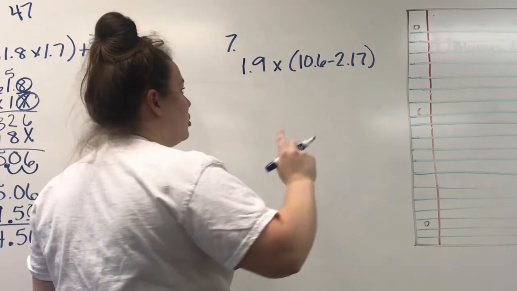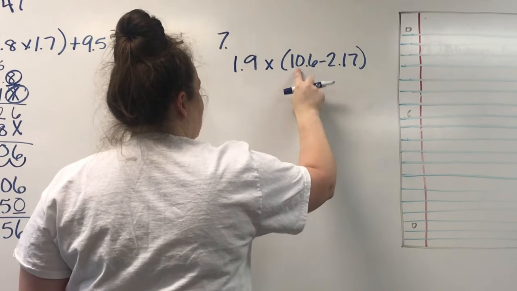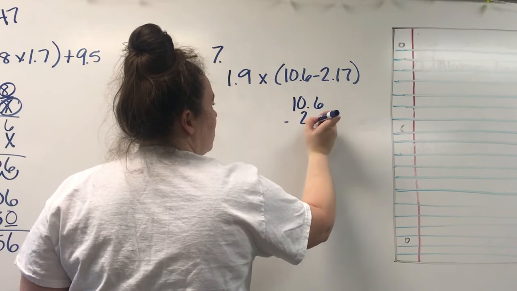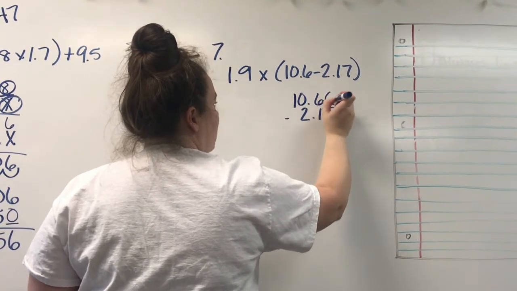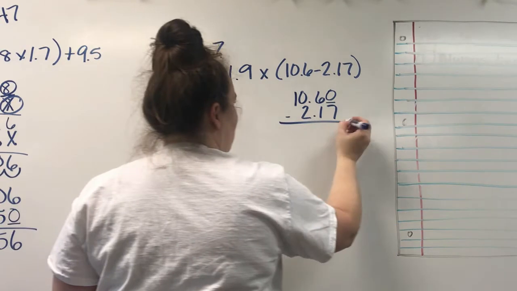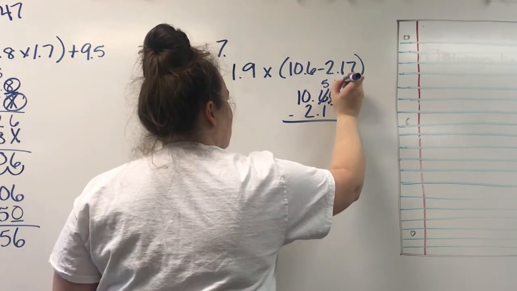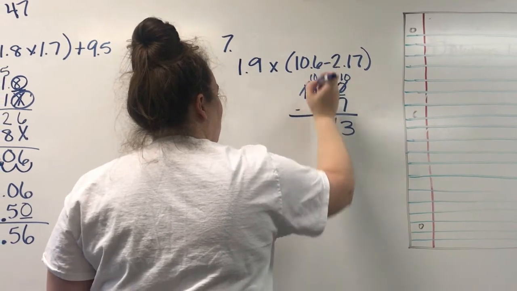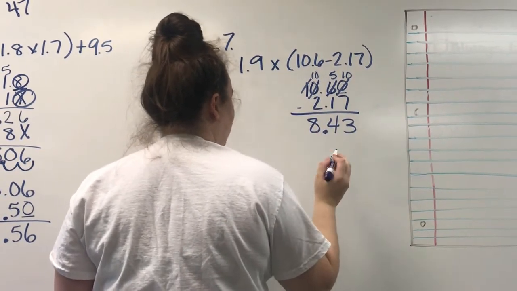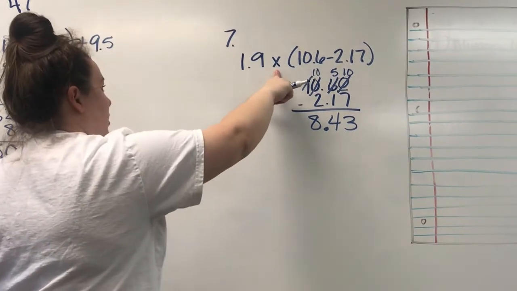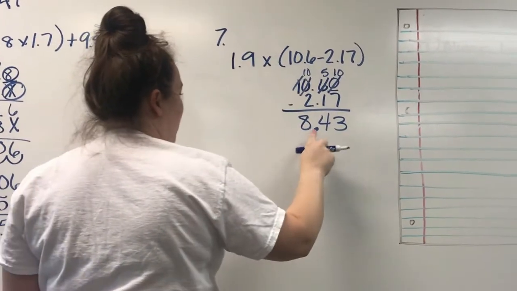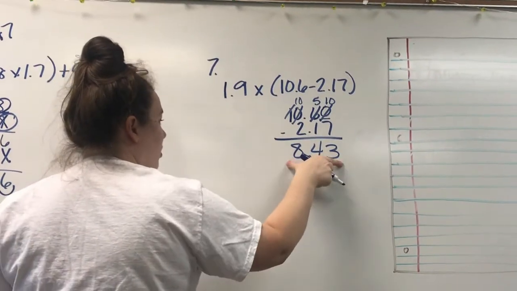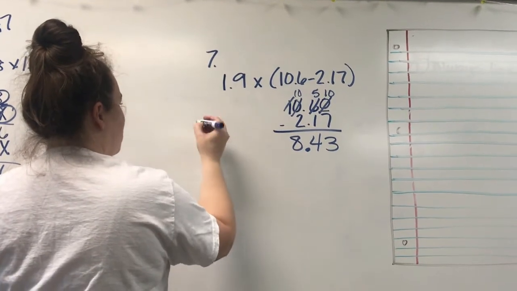I know that I need to line up my decimals, and the biggest number goes first. 10.6 minus 2.17. I need to fill in blanks with zeros. Borrow. Bring down your decimal. Okay, going back to this. 1.9 times 8.43. I like to have the longest number on top of my multiplication problem.